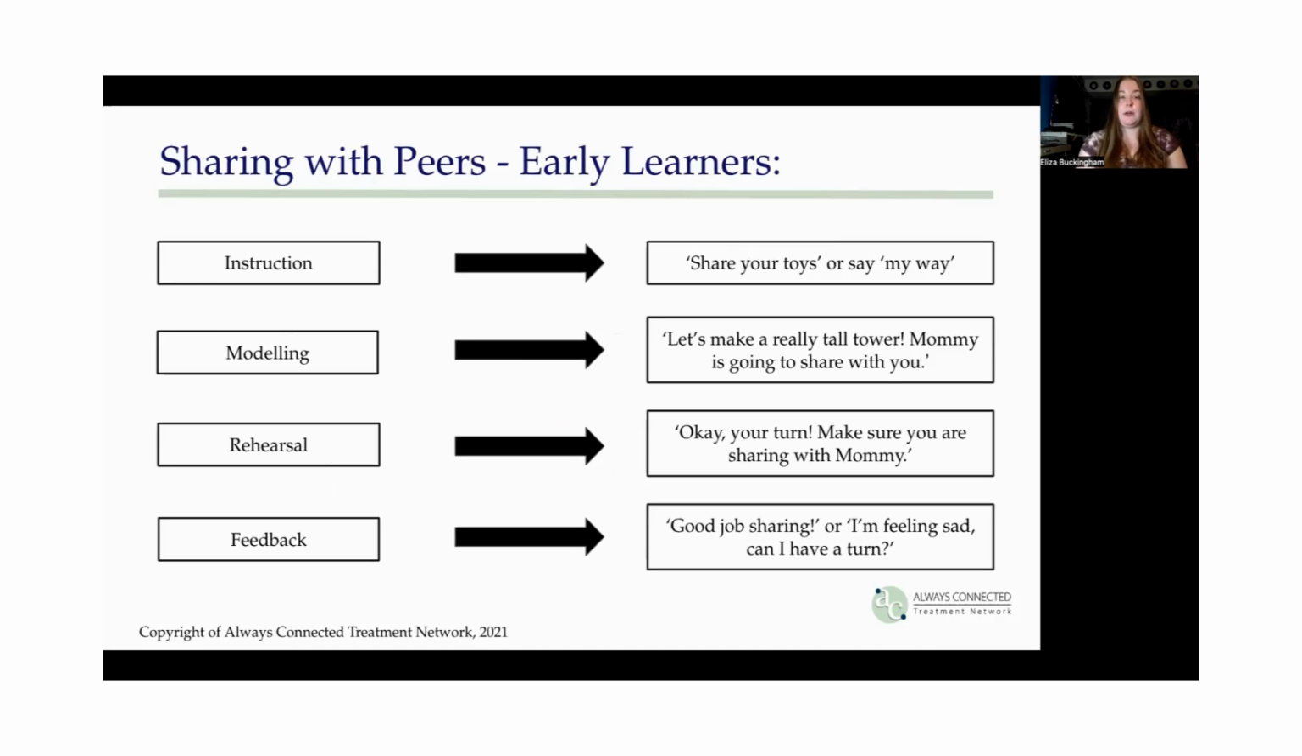Okay, so I wanted to go into specific examples. The first skill I would like to teach is sharing with peers. So this is for our early learners. For the instruction, it's pretty simplistic. As mentioned in previous slides, you usually give a rationale for instruction, but for early learners, typically you only give them the instruction. You don't necessarily need to tell them why they need to share or why they need to maintain personal space unless you feel it's appropriate.